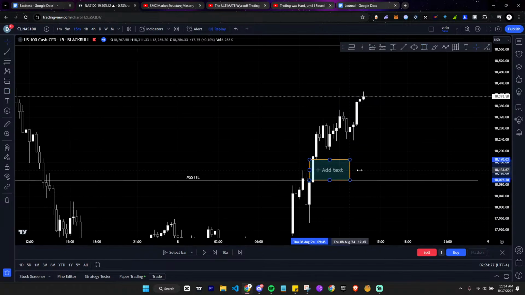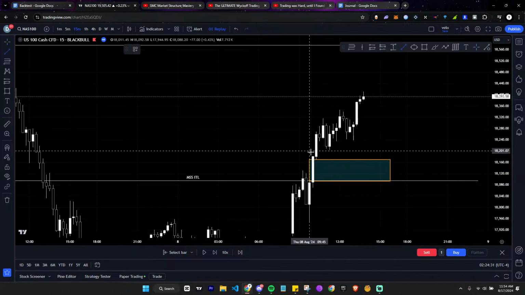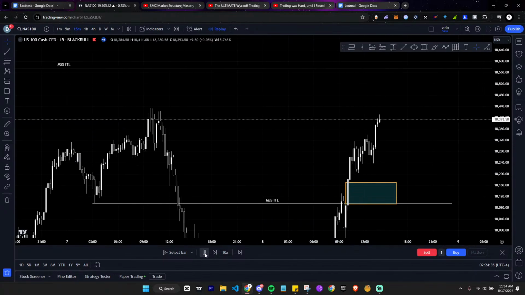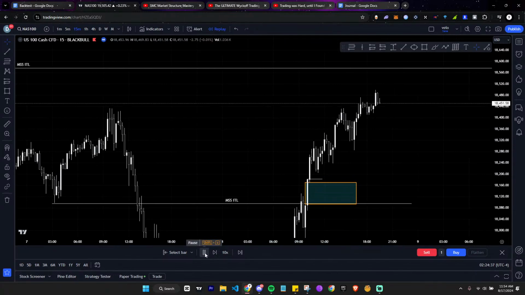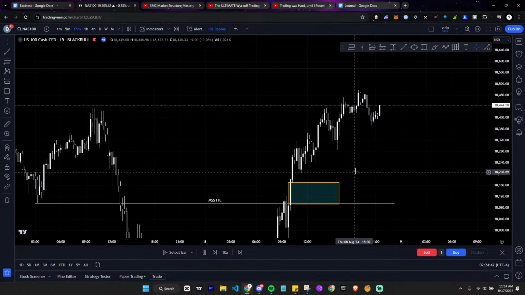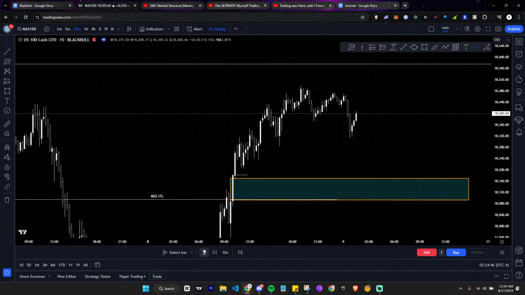And this is a breakaway gap. So let's see if we tap back into... Nope. Completely dismissed. But we could come back and use this as a point of interest.